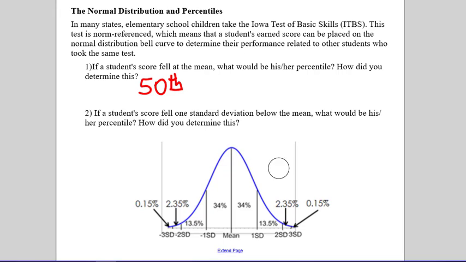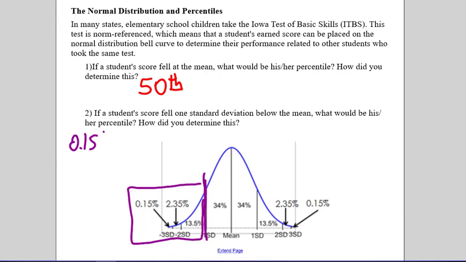Now, the second question says that a student fell 1 standard deviation below the mean. So we're going to look at 1 standard deviation below the mean, that is right here. And we're going to find what percentile. So we're going to add up all the percents to the left and see what we end up with. So everything to the left, that's 0.15 plus 2.35 plus 13.5, which would give us the 16th percentile for 1 standard deviation. That means they scored better than 16% of the students that took the ITBS test.